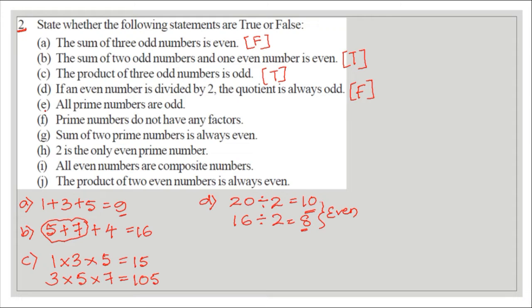Fifth statement, all prime numbers are odd. It's a false statement. The reason is, the first prime number 2 is even. It is the smallest prime and also the only even prime. So this statement is a false statement.